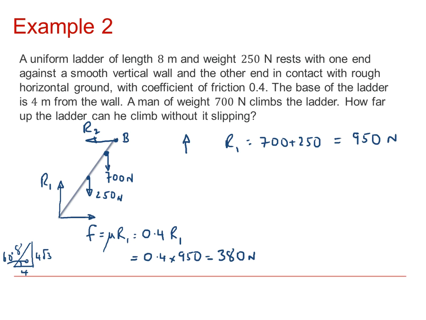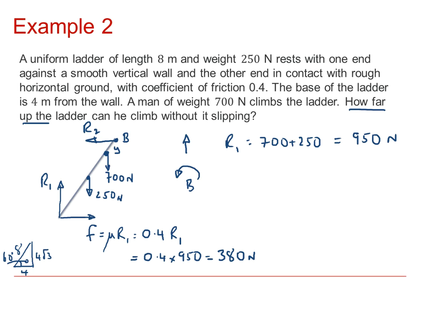Now we can take moments. It's best again to take moments about point B at the top of the ladder, because we don't know R2 and don't need to know R2, and therefore if you take moments about that point we can ignore R2. And because I want to take moments about that point, I'm going to look at the distance of the man from B, although the question does ask us to say how far up the ladder he climbs, so we're going to have to consider that in a second.